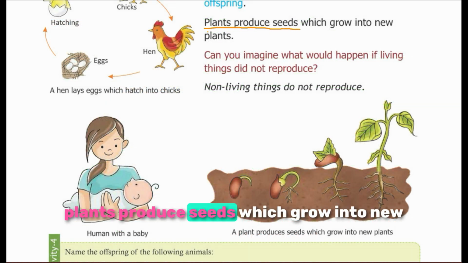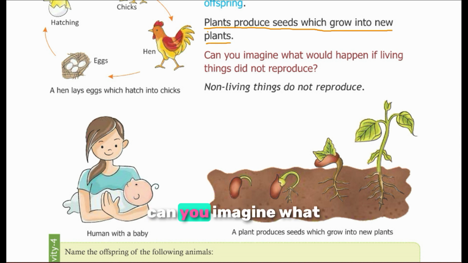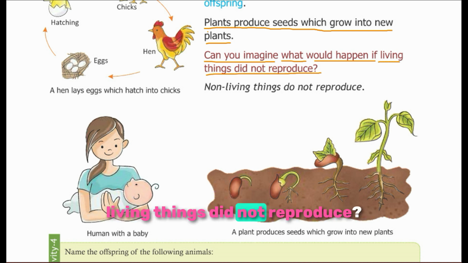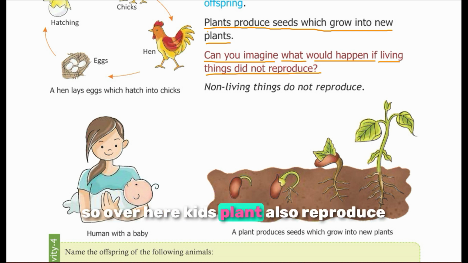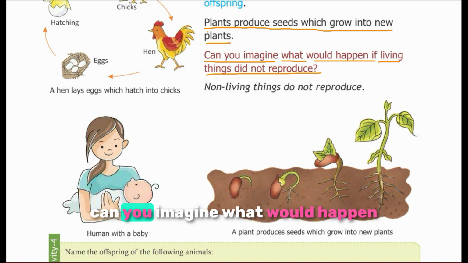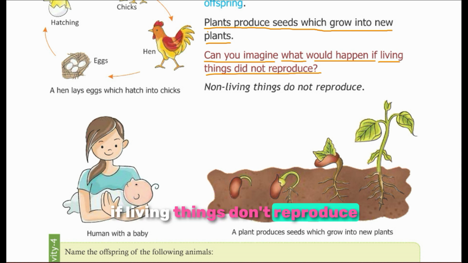Plants produce seeds which grow into new plants. Can you imagine what would happen if living things did not reproduce? So here, kids, plants also reproduce. Plants produce seeds which grow into new plants. And can you imagine what would happen if living things don't reproduce? If living things don't reproduce, their own kind, their species, will vanish.